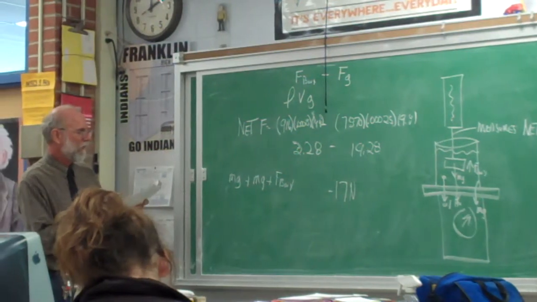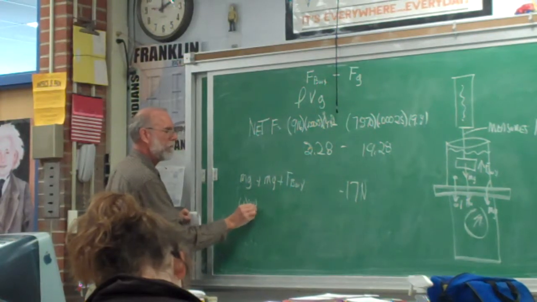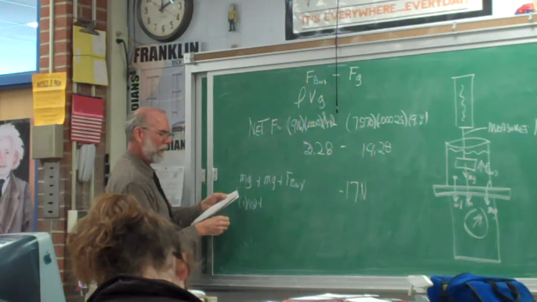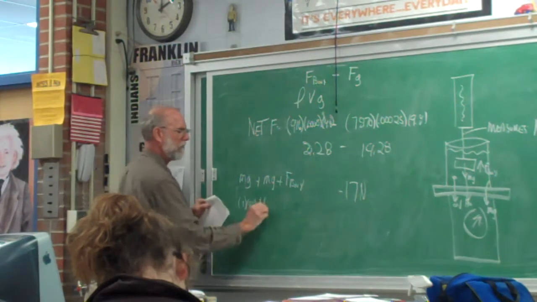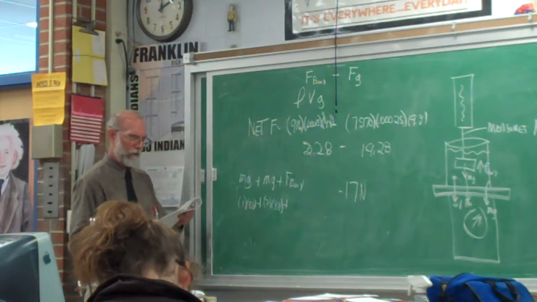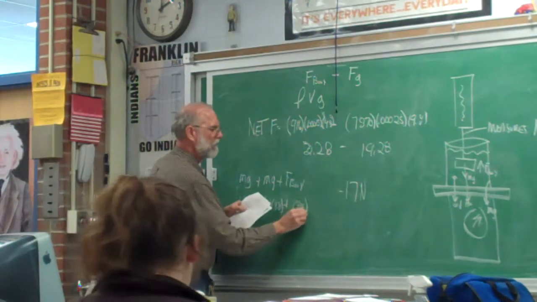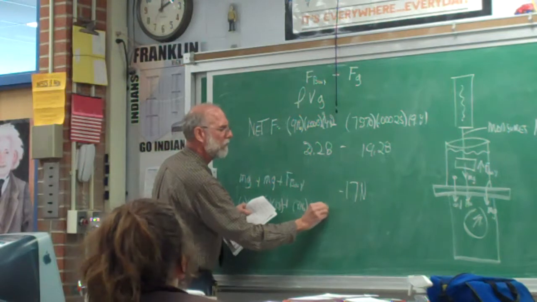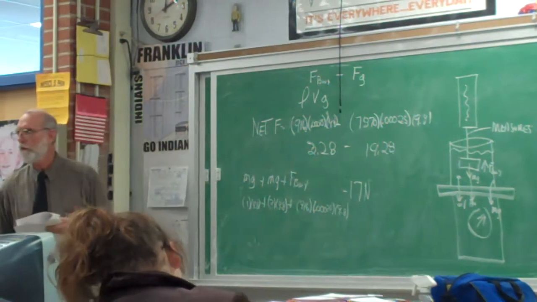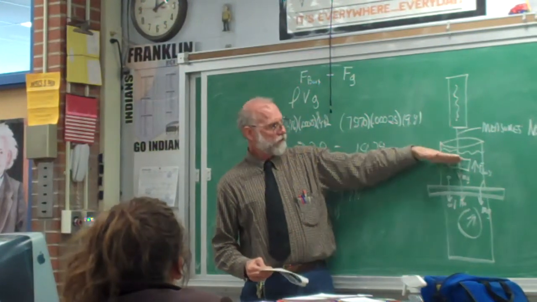Now for one, it's just the beaker, which is 1 kilogram times 9.8, plus the weight of the oil, which is 2 kilograms times 9.8. And then you're also going to have your buoyant force, which is 916 times 0.00025 times 9.8. Well, the buoyant force is pushing up on this, so it's pushing down on this.